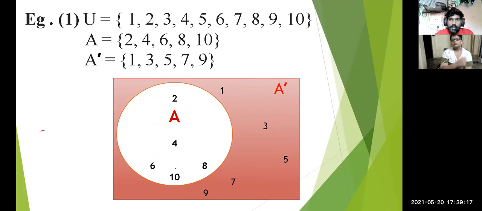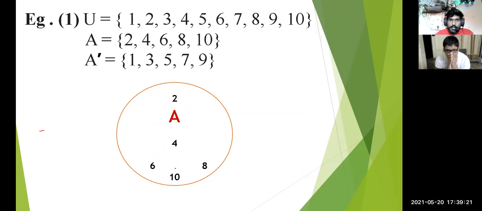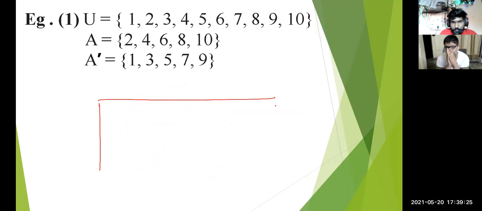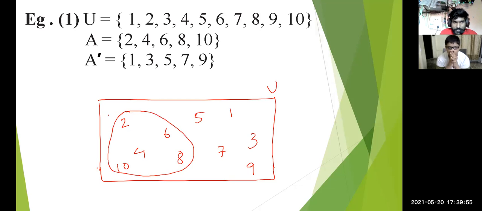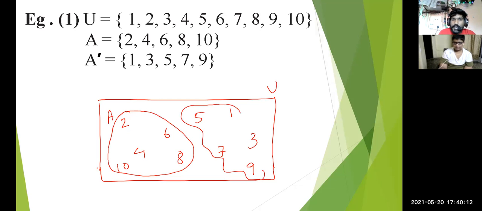I'll just repeat it once again. Or rather, we'll draw it like this. The universal set will have all these elements. This is my universal set having all the elements. I'll draw a circle here. This is not a proper circle, but this is my set A: 2, 4, 6, 8, and 10. And all the elements outside A will be your A complement. Clear now?